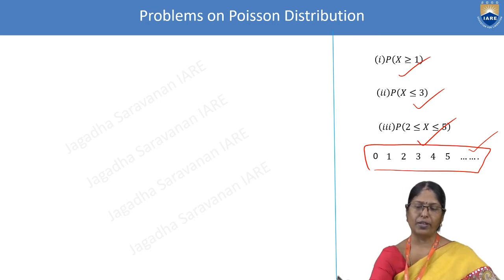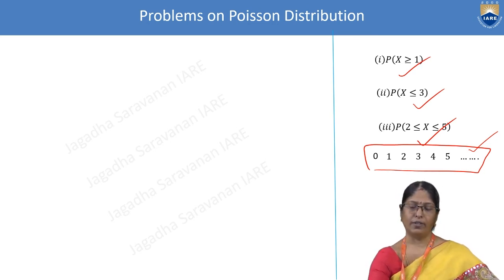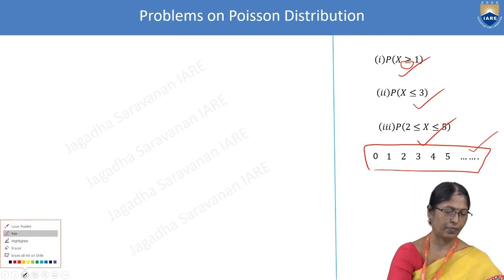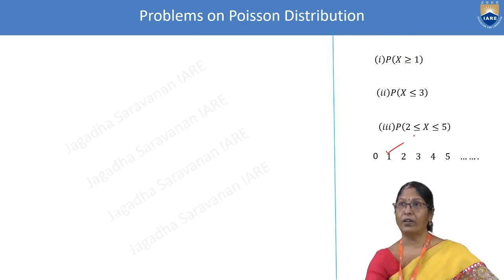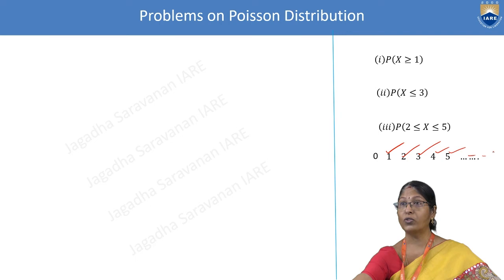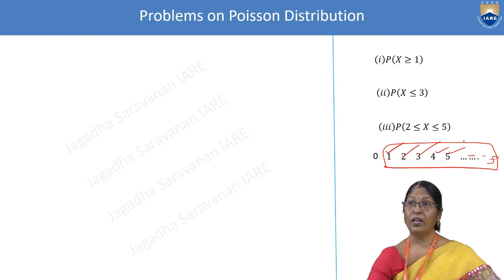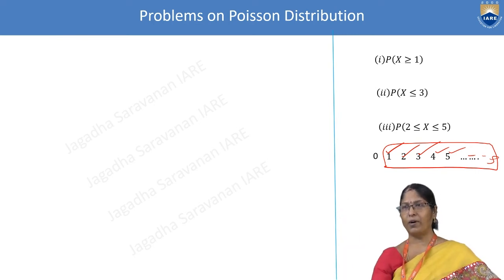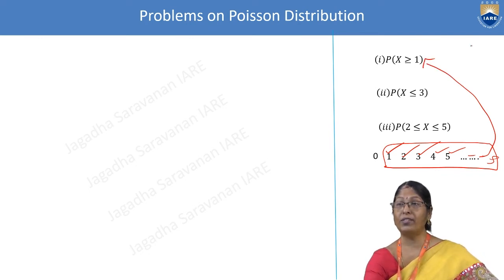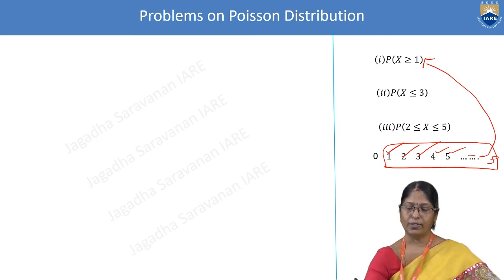The first question is greater than or equal to 1. 1 is included because of this equal sign. Greater than 1: 2, 3, 4, 5, goes on up to infinity. So this complete data is required, it is needed for our question to reach the destination of the solution. So it is a big task.